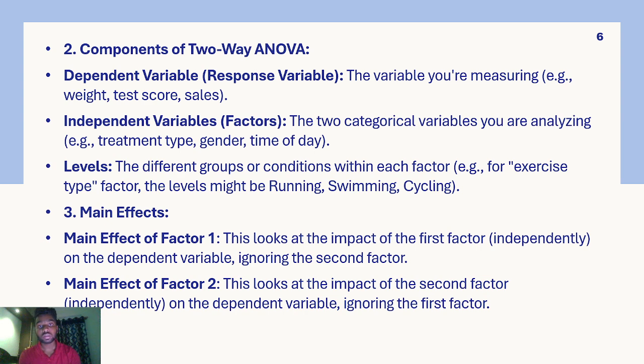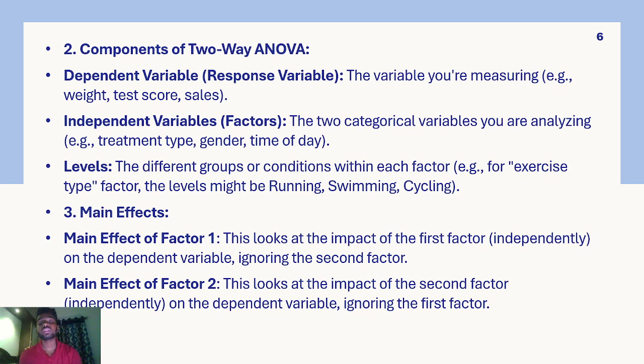Second, the components of two-way ANOVA. Dependent variable, or response variable: the variable you are measuring, for example weight, test score, sales, etc. Independent variables, or factors: the two categorical variables you are analyzing, for example treatment type, gender, time of day. Levels: the different groups or conditions within each factor. For the exercise type factor, the levels might be running, swimming, or cycling.